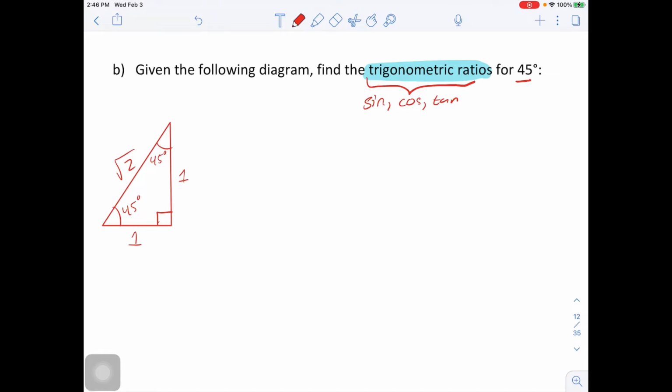So remember SOHCAHTOA, where sine is SO, which is sine angle equals opposite over hypotenuse. Now recognize this is why it's a special triangle. Regardless of if you use this 45 as the angle you're talking about, or this other 45, the ratios will still be the same. It doesn't matter which 45-degree angle you use. The ratios will be the same.